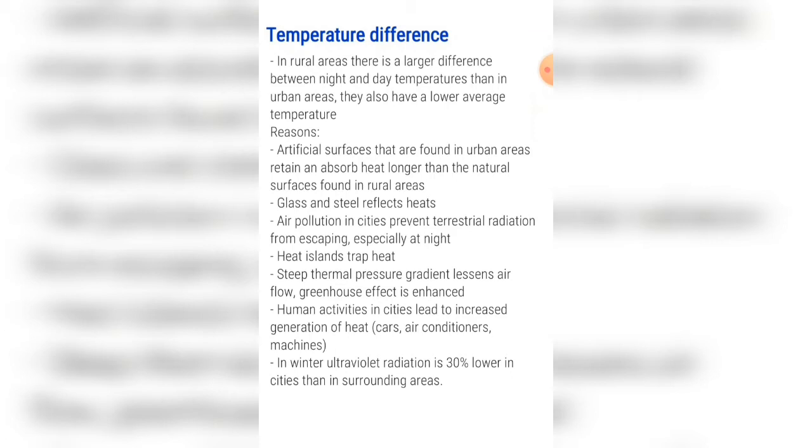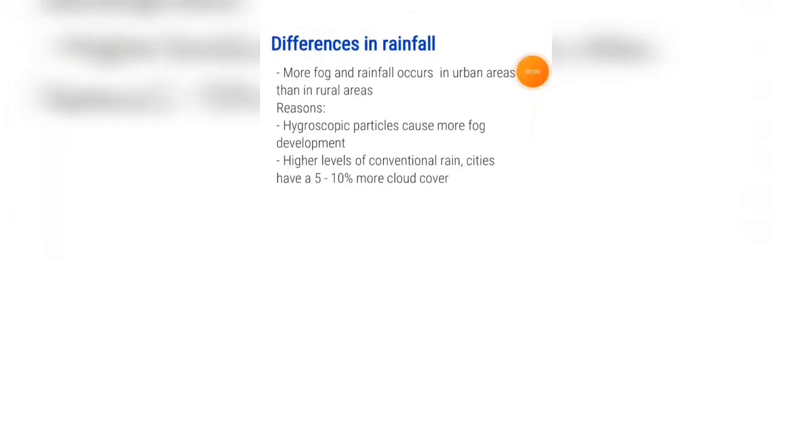In winter, ultraviolet radiation is 30% lower in cities than in the surrounding areas. Differences in rainfall. There is more fog and rainfall occurring in urban areas than in rural areas. The reasons are there are more hygroscopic particles that cause more fog to develop.